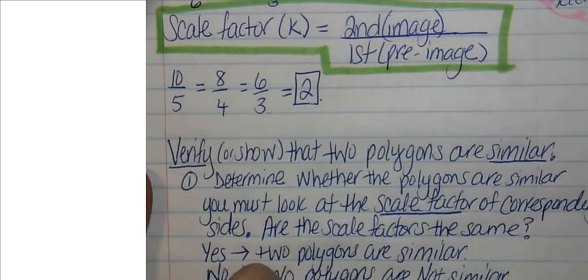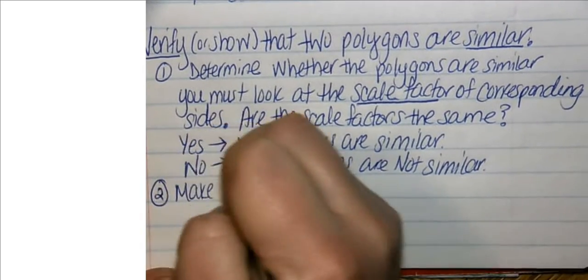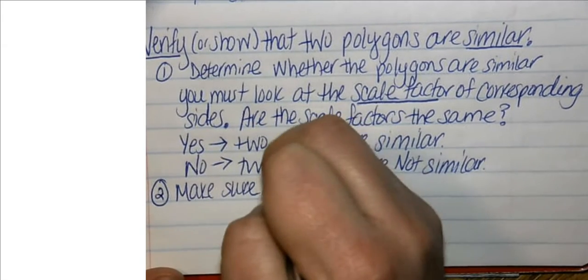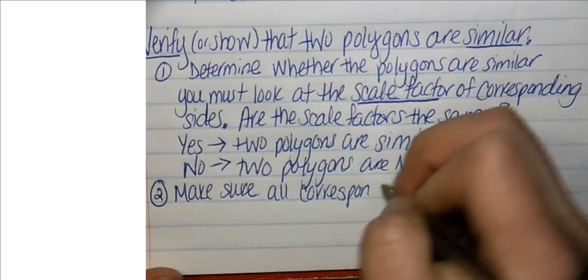The second thing you also want to make sure that you look at is that all corresponding angles are congruent. That is absolutely important as well.